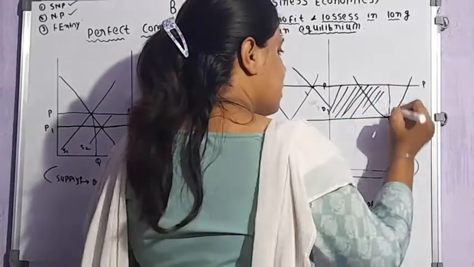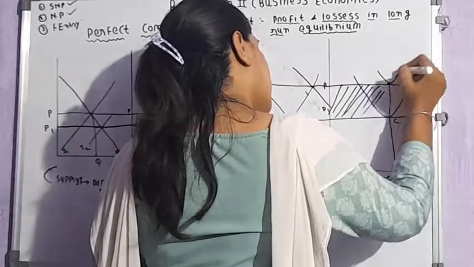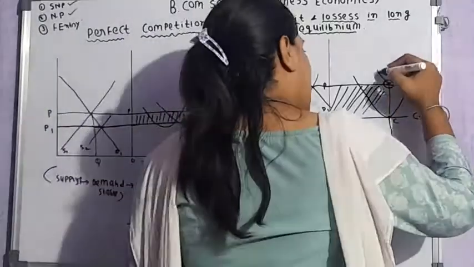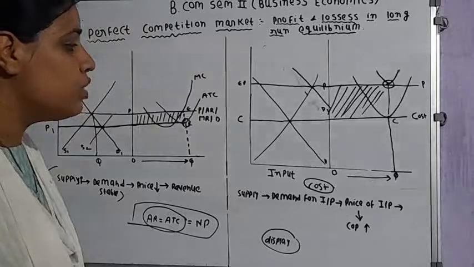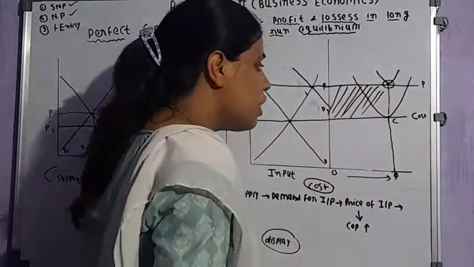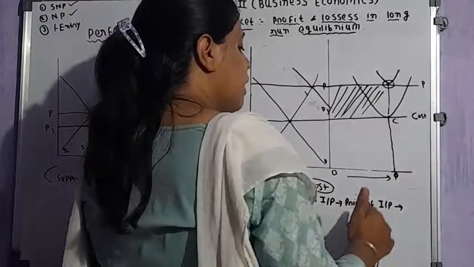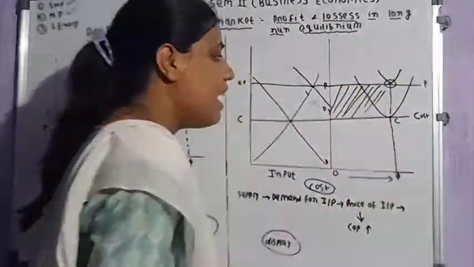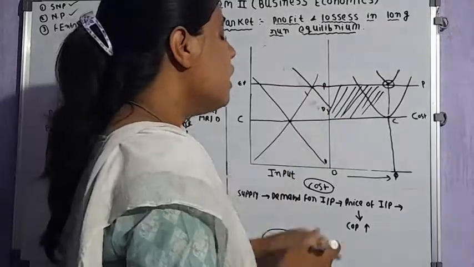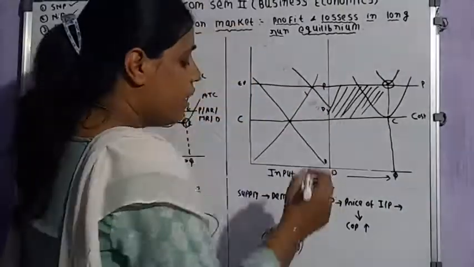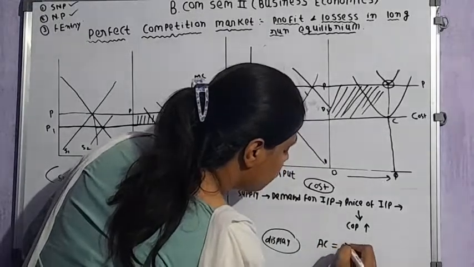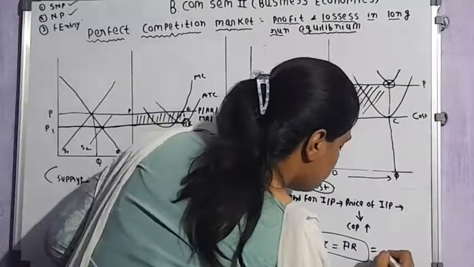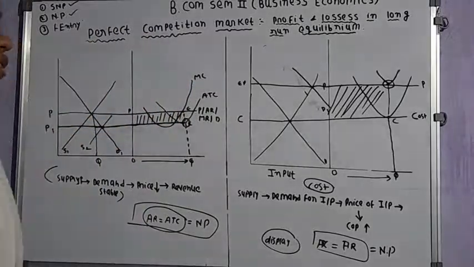Earlier our cost was this, now our cost has reached this level. It means the cost and the revenue have become equal. Earlier, for producing this OQ quantity, we were requiring OC amount. Now for producing this OQ quantity, we are requiring only OP amount. So the price and the cost have become equal due to the increase in the prices of the output. Here again the average total cost has become equal to average revenue, so the firm has again reached the situation of normal profits.